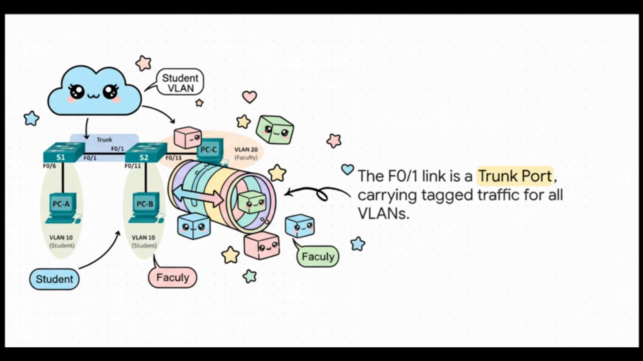So if we look back at our diagram, that link right there, F0/1, connecting our two switches, that's our all-important trunk port. It's constantly shuttling tagged packets back and forth for the student VLAN, the faculty VLAN, and any other VLANs we decide to create, all perfectly separate and identified by their little tags.